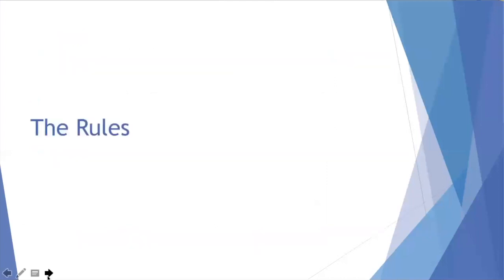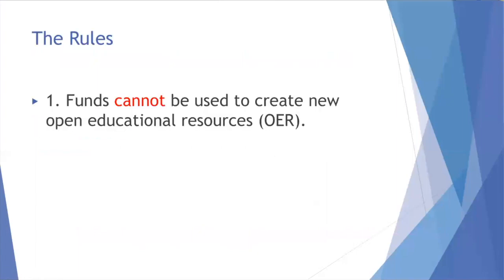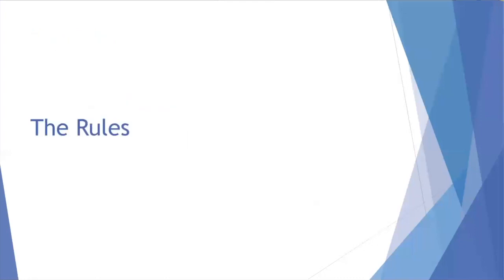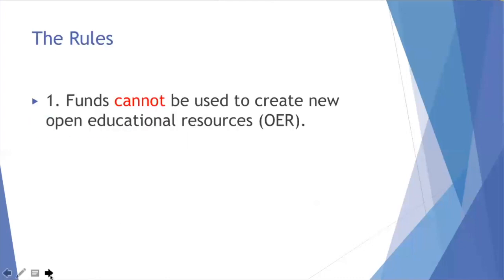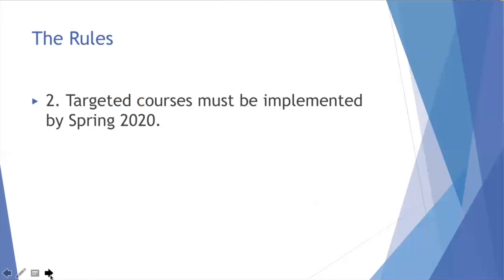So now the rules. First is that funds cannot be used to create new open educational resources. So if you have a textbook that you've created for your course, unfortunately, you're not qualified under this grant. Second, targeted courses must be implemented by spring 2020. So that's spring 2020 ends the life of the grant.